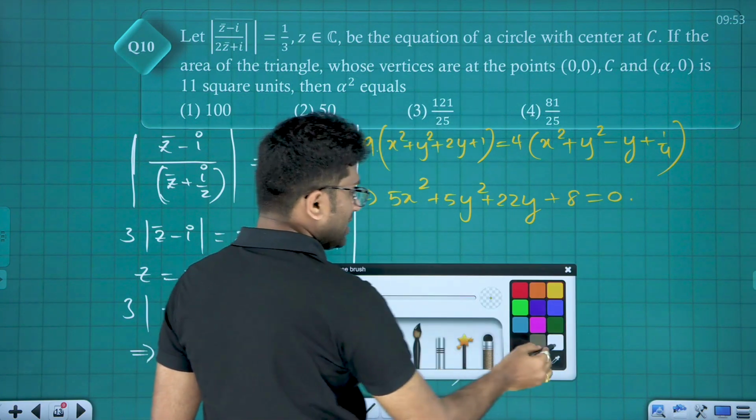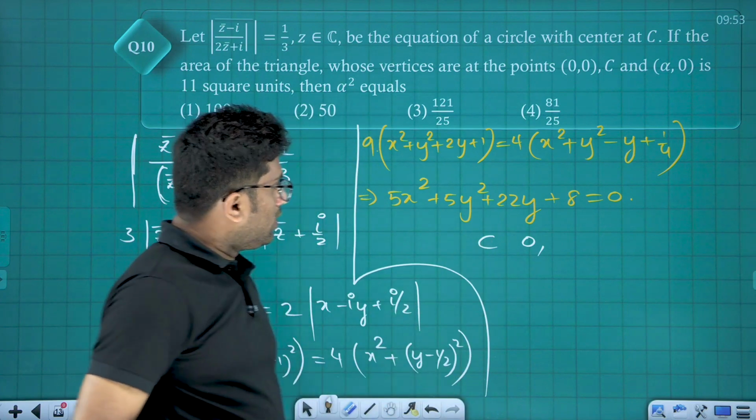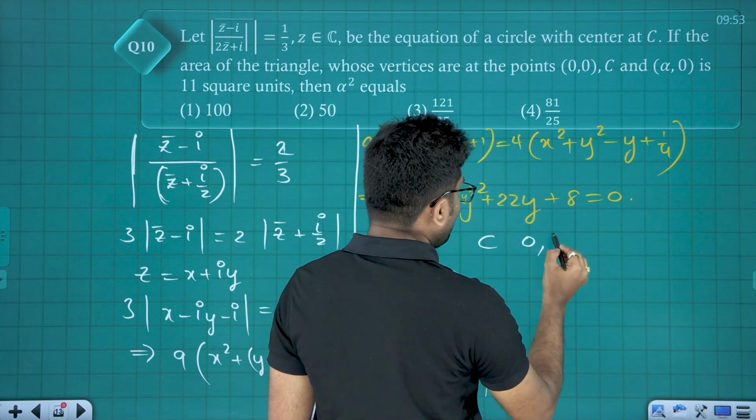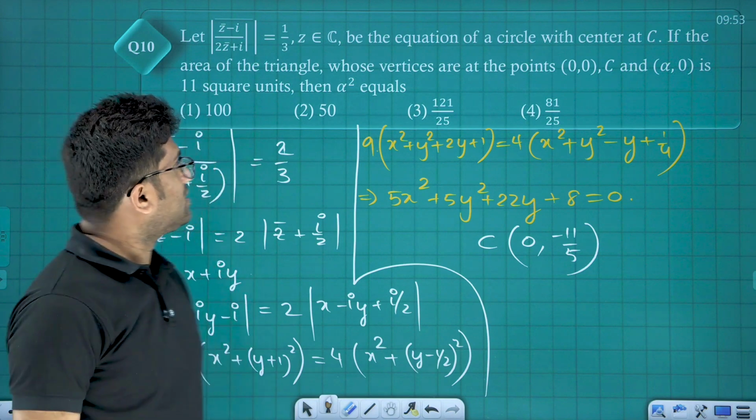What is the center of this circle? The center of the circle is (minus g, minus f). So what is f here? f is 11 by 5. Minus f means 0 comma minus 11 by 5 is the center of this circle.